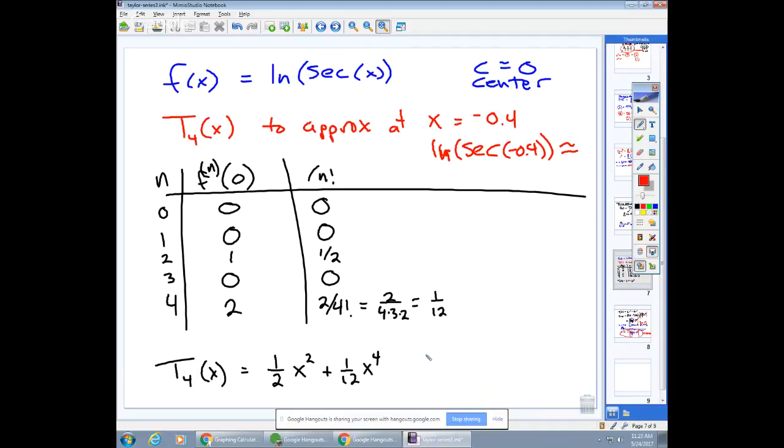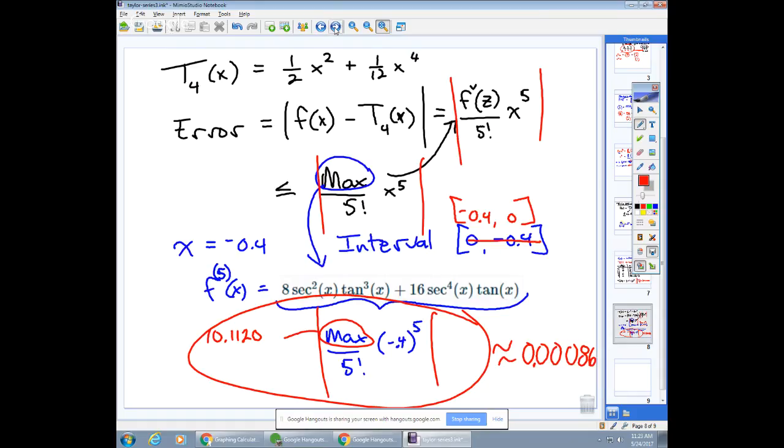We have that the 4th Taylor polynomial evaluated at negative 0.4 is approximately 0.082. And I'm not going to list more decimal places than that right now because according to our error, that's how many we know should be correct. Okay.